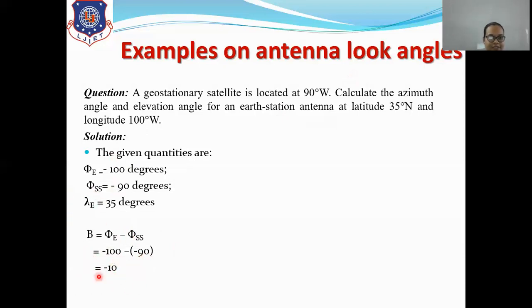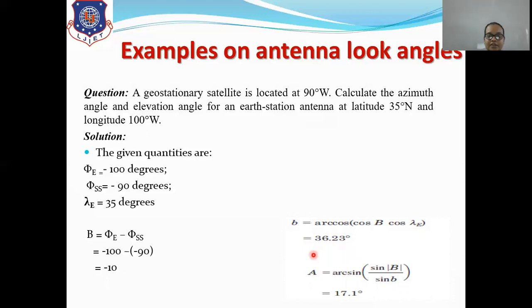Once you find this capital B, the second step is to find small b. The formula for small b, which we discussed in the last session in the theory of antenna look angles, is arc cos, which is nothing but cos inverse, of cos capital B times cos lambda e. Now see, capital B you have found over here, and lambda e is already given in the question. So substitute both capital B and lambda e values here, take both cos product and then take the cos inverse. You will get the small b value, that is 36.23.